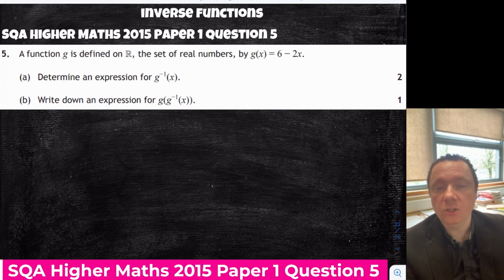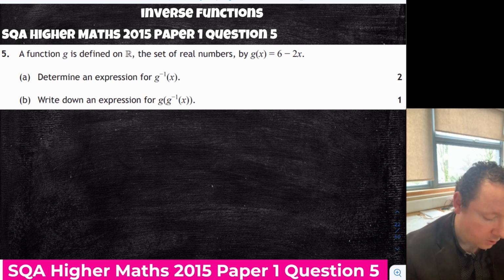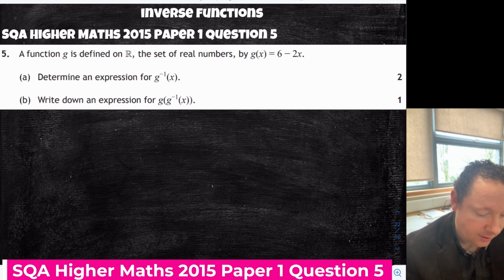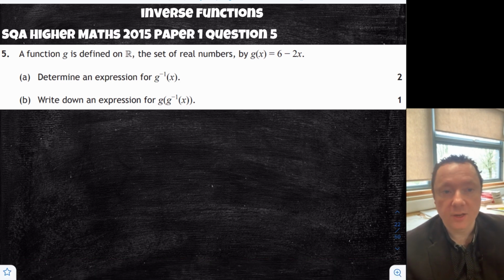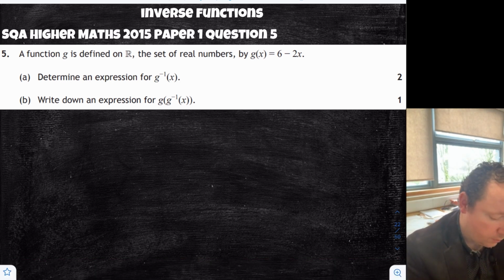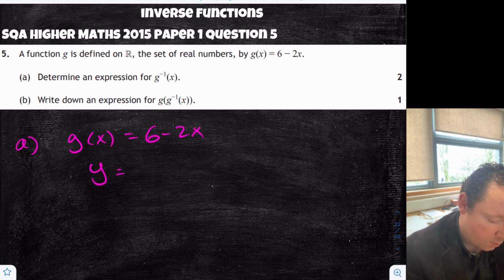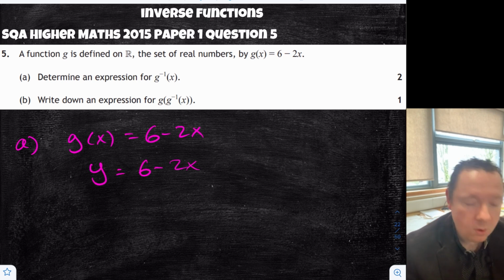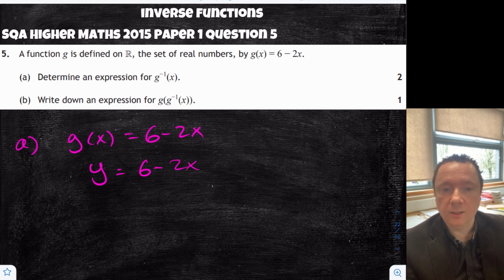Inverse functions. SQA Higher Maths 2015, Paper 1, Question 5. A function g is defined on the real set of numbers by g of x is 6 minus 2x. Determine the inverse function for g. So for part A, there's a few ways you can do this, but I'll write it out the way I do it. Let's say that's y equals 6 minus 2x, and I'll rearrange that to make x the subject.